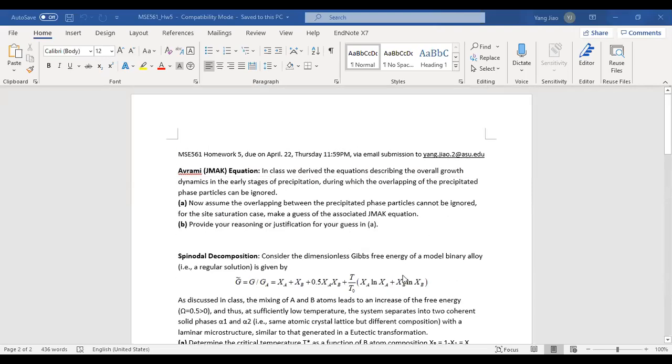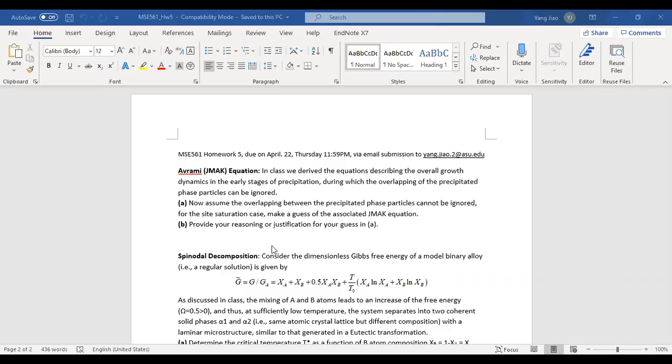Okay, so the first two. The first one is the JMAK equation, for the TTT diagram. In class, we derived the equation describing the overgrowth dynamics in the early stages of precipitation, during which the overlapping of the precipitate particles can be ignored. Now assume the overlapping between the precipitate phase particles cannot be ignored. For the site saturation case, make a guess of the associated JMAK equation, with reasoning or justification for the guess. I think we already showed what this looks like.